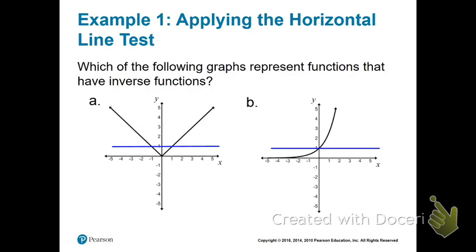So let's look at example 1 here. It says, which of the following graphs represent functions that have inverse functions? And so they gave me on A the graph of the absolute value of x, and they drew that blue horizontal line across it. So does this pass the horizontal line test? Well, let's see. It touches it here, and it touches it there. So it touches it more than once.